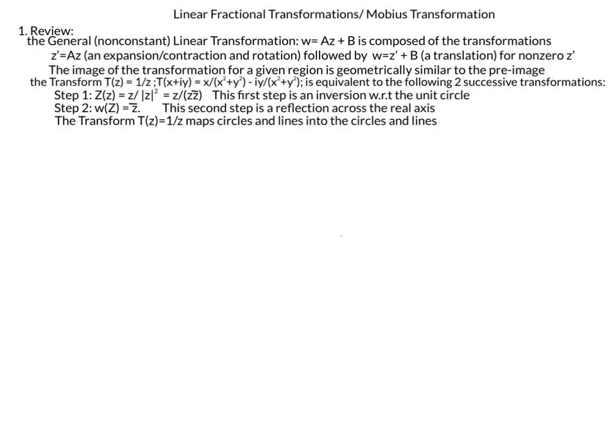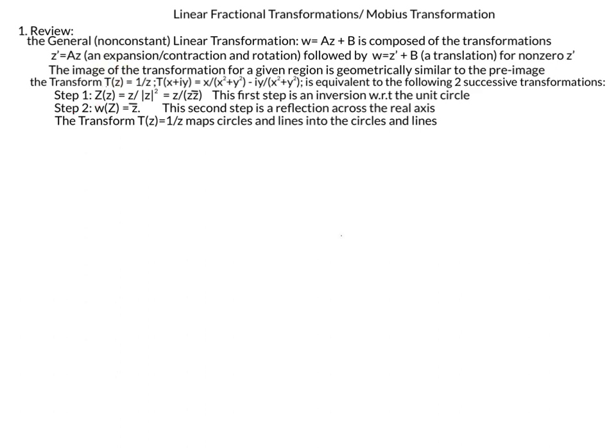Our next topic of review is the transformation T of z equals 1 over z. Much like we did for the linear transformation, where we broke it up into two smaller transformations, first the multiplication by a and then the addition of b, so we could analyze them separately, we're going to break up T of z equals 1 over z into two transformations that we compose to get T of z. In other words, there'll be two steps.